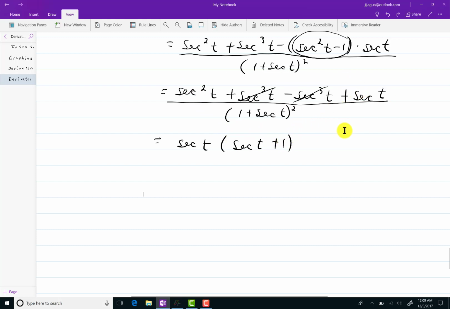The reason why I particularly like that is because the denominator is 1 plus secant t squared. Well, I can cancel secant t plus 1 with one of the 1 plus secant t, and I end up with secant t all over 1 plus secant t. And that's what I put for my answer.